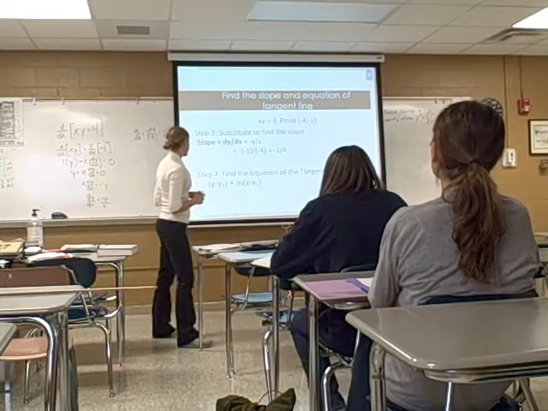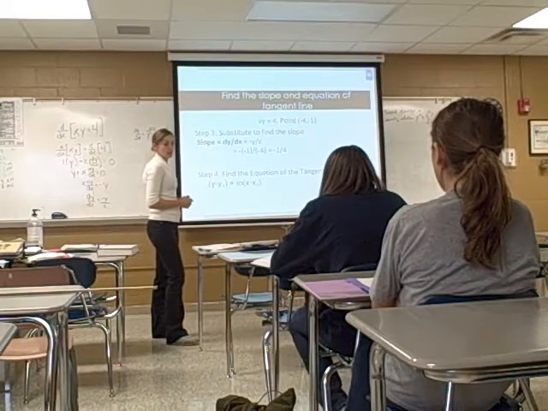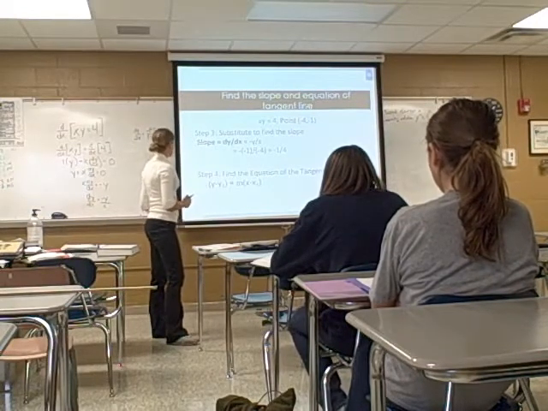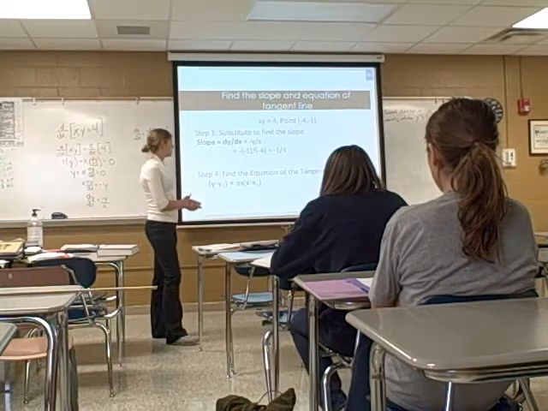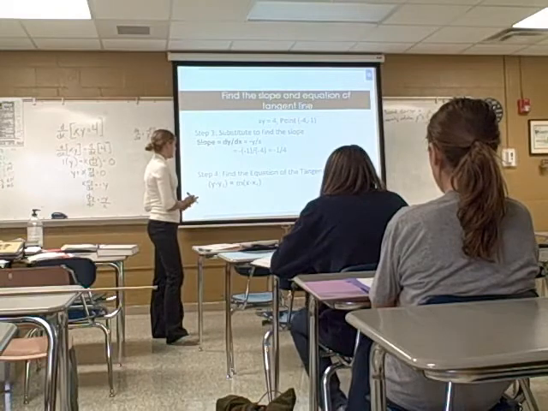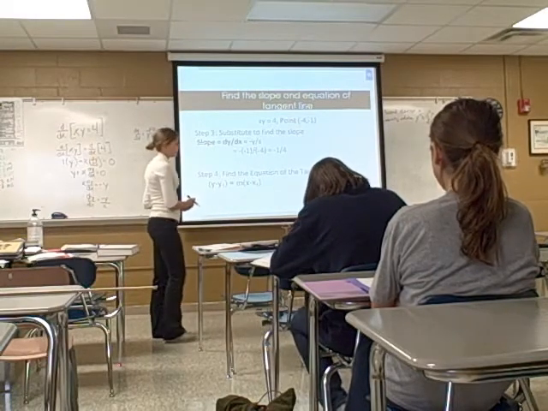And then our fourth step is we want to find the equation of the tangent line, right? That was our primary goal. And so now we have the slope at a certain point. We have that certain point. So all we need to do is substitute into the point-slope formula. And what do we end up with?